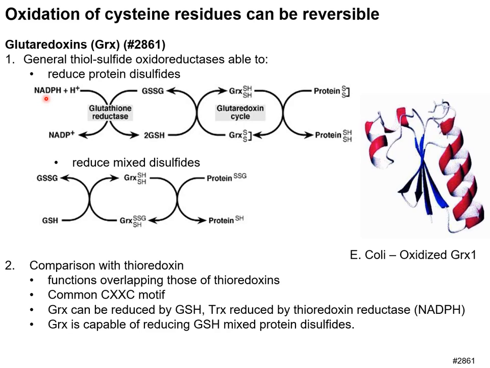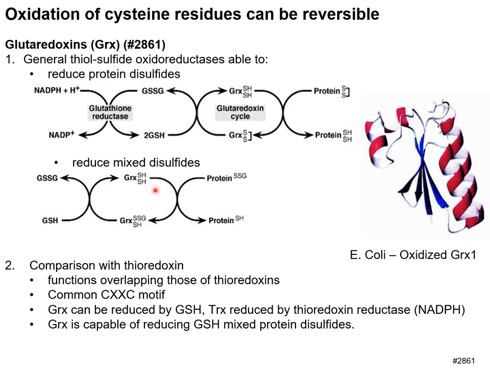One specific aspect of glutaredoxin worth noting is that it can also reduce mixed disulfides. A mixed disulfide is where the thiol group on the protein has reacted with a small molecular weight thiol, a compound such as cysteine or glutathione. And in this example here, you have a protein with a glutathione residue on it.